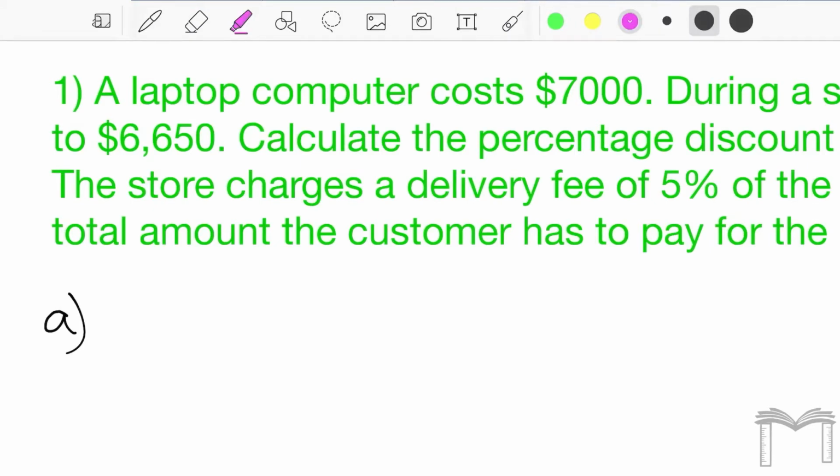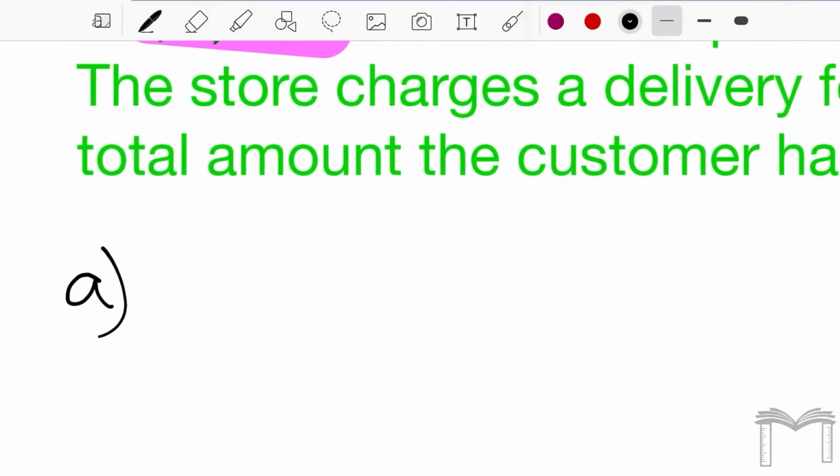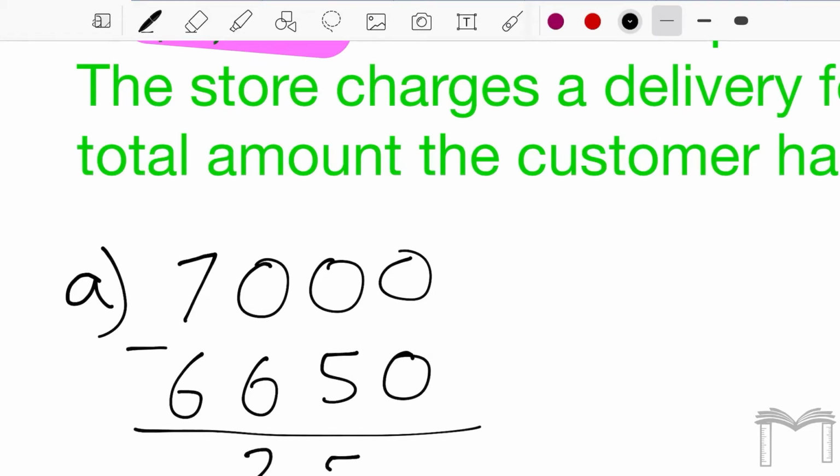We can see that the original cost of the laptop is $7,000 and the discounted price is $6,650. If we subtract the discounted price from the original price, we will get a discount. $7,000 take away $6,650. This is an easy subtraction. We will get $350.